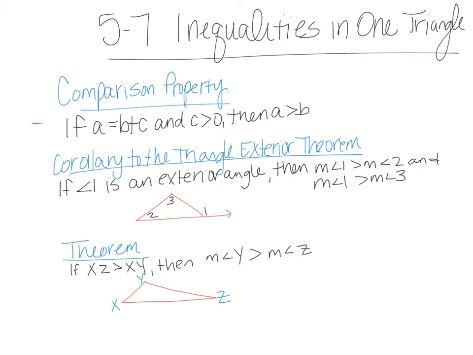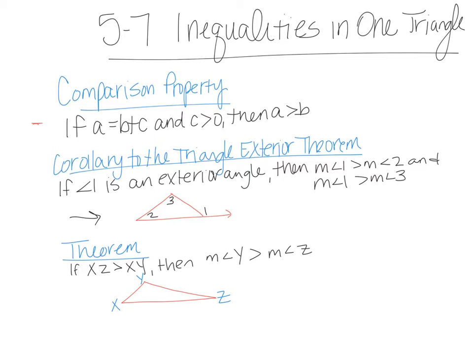The second one is the corollary to the triangle exterior angle theorem. What this basically says is that if you have a picture of a triangle, which you see right here, and it has an exterior angle, that exterior angle is going to be greater than the two remote interior angles. So if angle 1 is an exterior angle, then the measure of angle 1 is greater than the measure of angle 2, and it's also greater than the measure of angle 3.